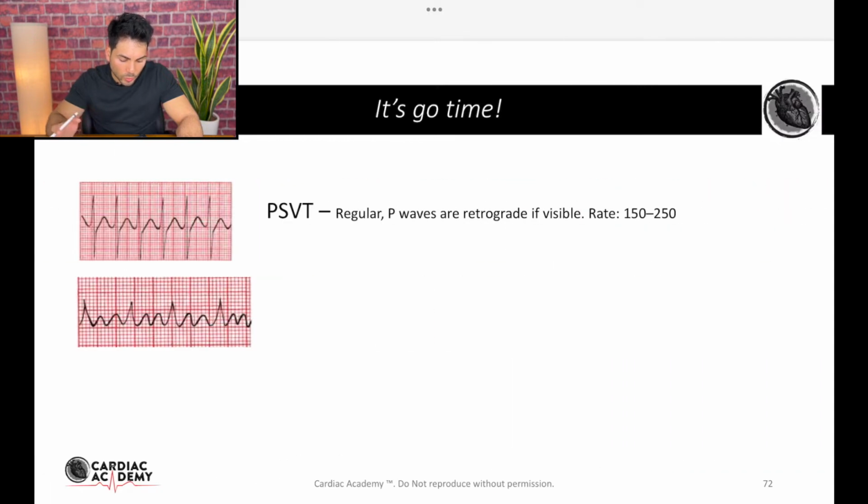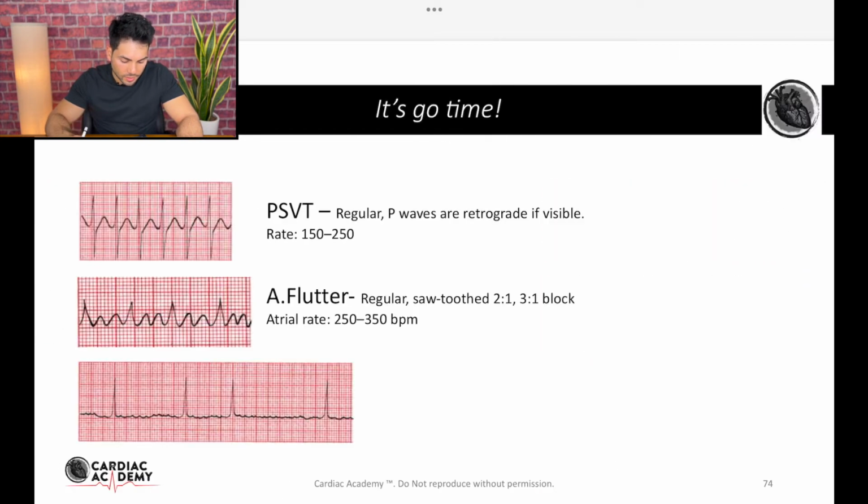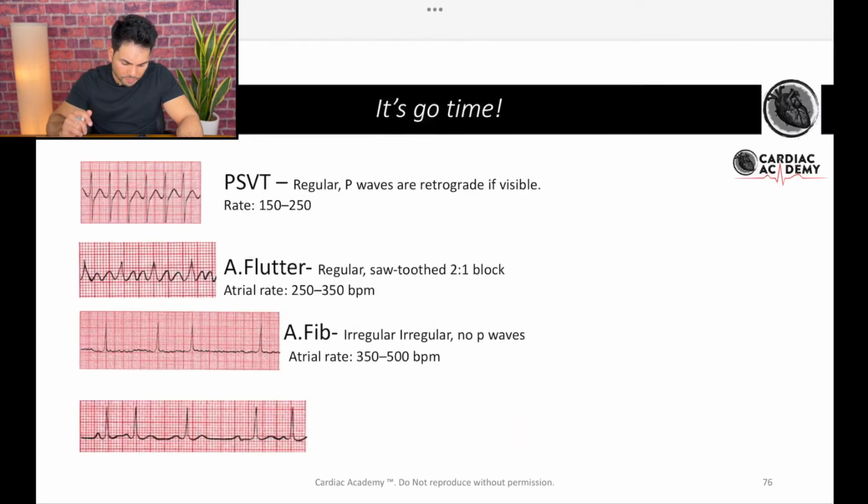Next. So what type of arrhythmia is this? What do you think? That's right, this is A.Flutter. So in this case, we see a heart rate of around 150 beats per minute with hints that there is a 2-to-1 block. So this is A.Flutter with a 2-to-1 block, okay? Next. What do you think? It's an irregular rhythm, and we see fibrillation waves. So this is atrial fibrillation, correct? Very good.